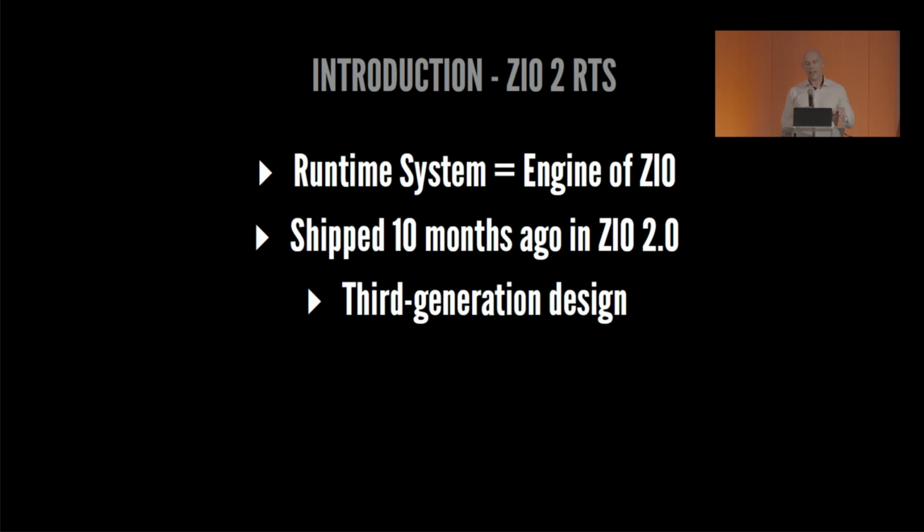The orchestration process itself takes place in the runtime system. The runtime system is responsible for taking a ZIO effect and executing it from A to B, producing the final result, or maybe failing along the way. The runtime system is extremely complex in any modern effect system.